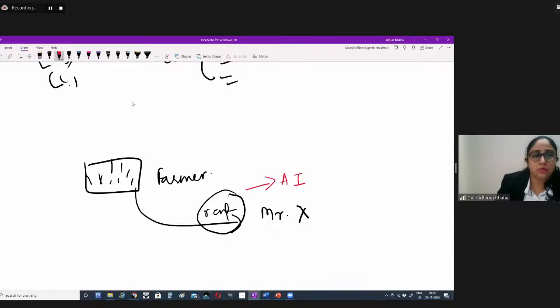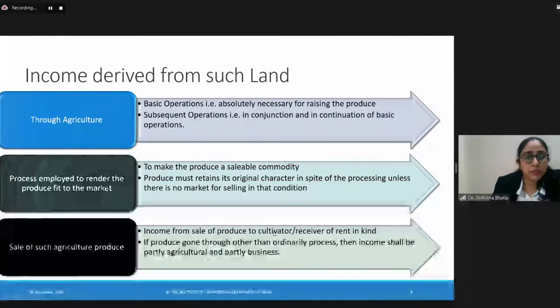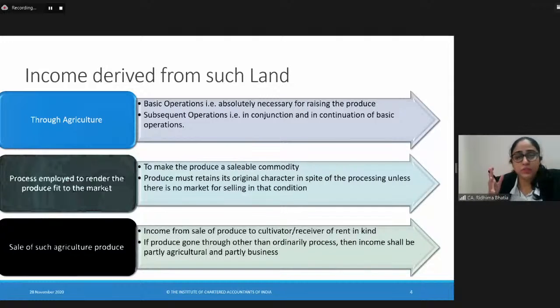Now, what will Mr. X do with all this produce? He went to the market and sold all of it. So whatever he earns from the sale of such agricultural produce is also agricultural income of Mr. X. That's why they write income from sale of produce, either to the cultivator or to the receiver of rent in kind. Clear? But again and again they say that only till the stage the produce is in its raw or main form, whatever you earn is your agricultural income.